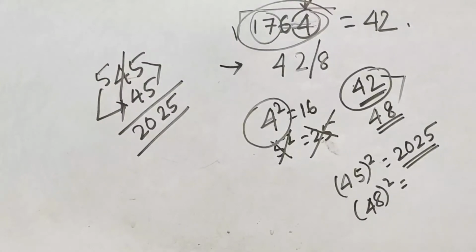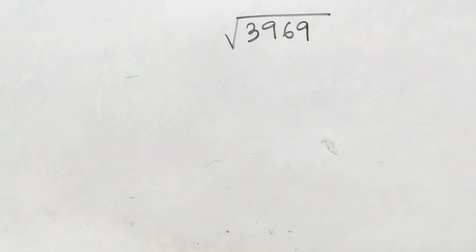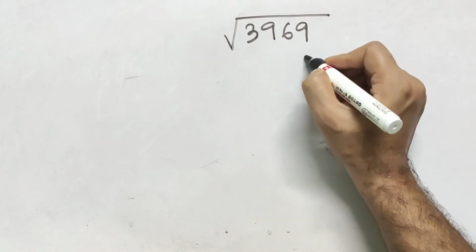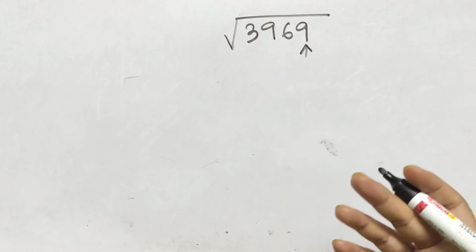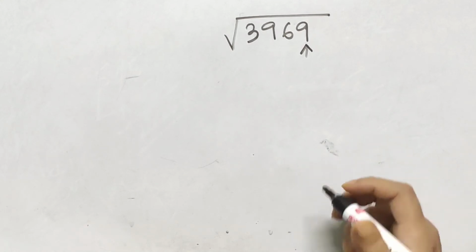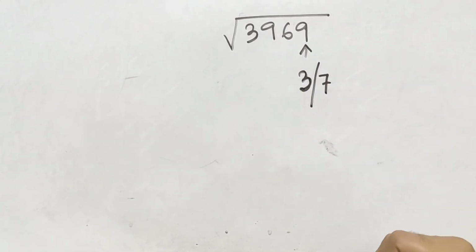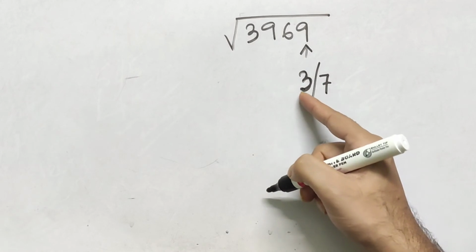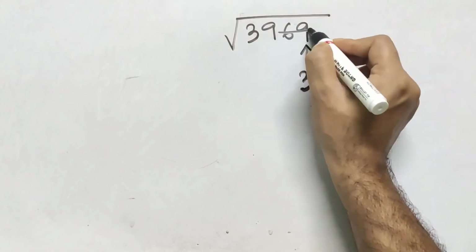Let's take another example. Now let's find out the square root of 3969. So as you can see, we have 9 in the unit digit, so only one number. No, there are two numbers which have 9 in their unit digit. The first one is 3, 3 square is 9, and 7 square, which is 49, right? So our unit digit is going to be either 3 or 7. So 3 or 7, let's cut this.